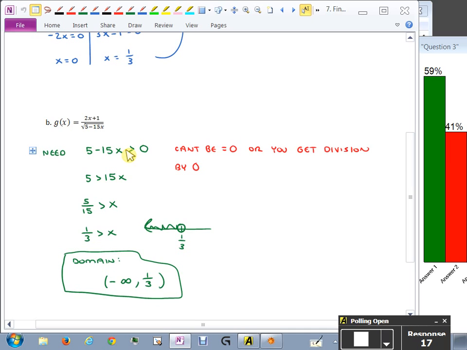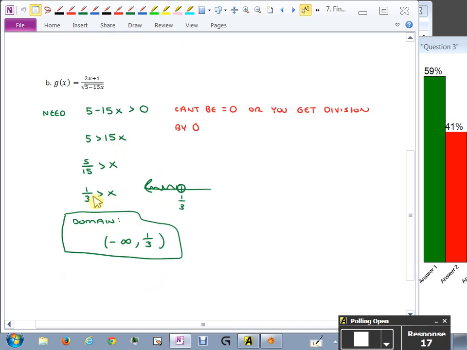All you have to do is isolate x. So I added 15x over. I divided both sides by 15. I reduced the fraction, which means x has to be smaller than 1/3. It could not be equal, or else that would be 0, and then you get division by 0. So how do you say everything less than 1/3? Well, that's the picture. Here's 1/3. Less than is to the left of it. That's the interval.